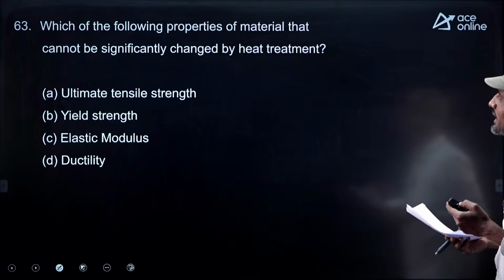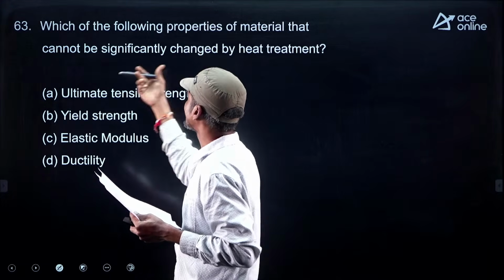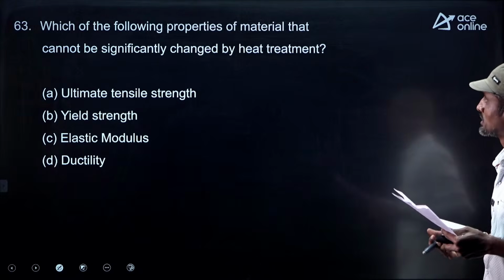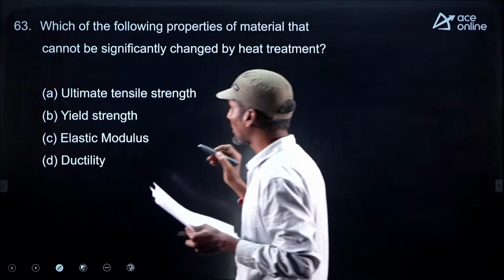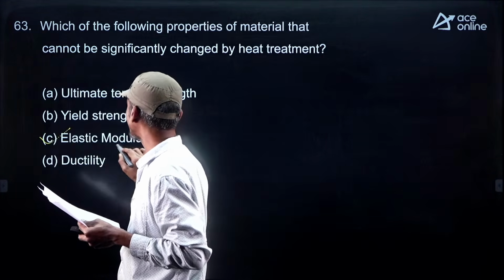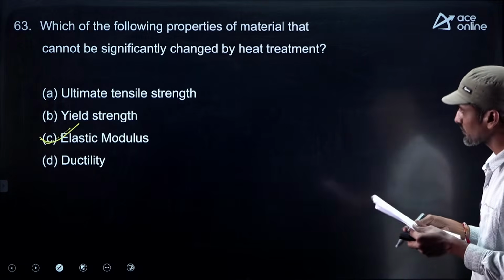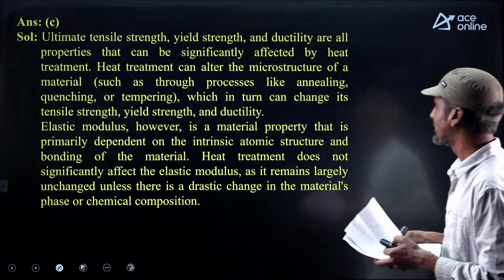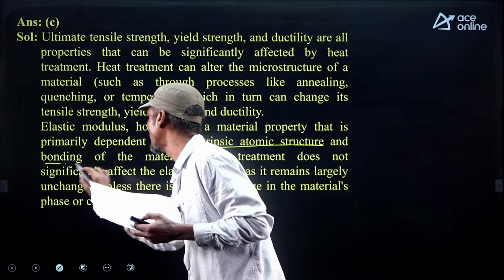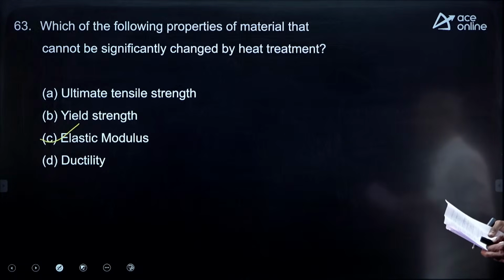As we move to the next one: which of the following properties of a metal cannot be significantly changed by the heat treatment process? Here only one parameter will not be affected, that is the elastic modulus, because it is mainly dependent on the intrinsic atomic structure as well as the bonding of the metal. So that's why option C is the correct one.